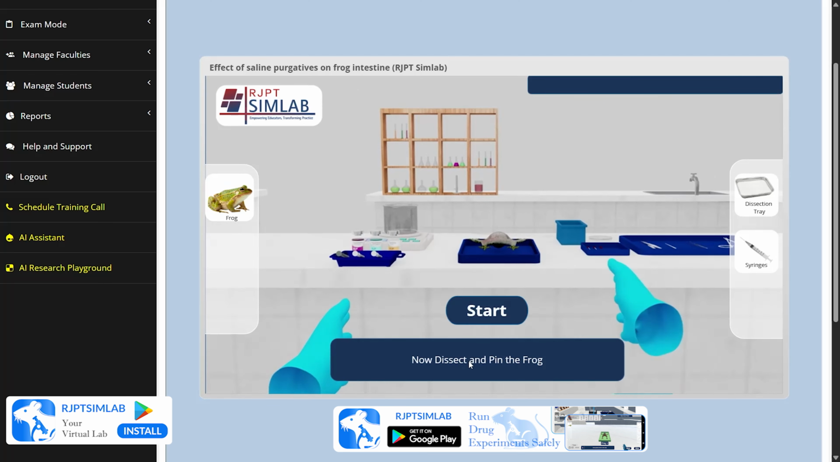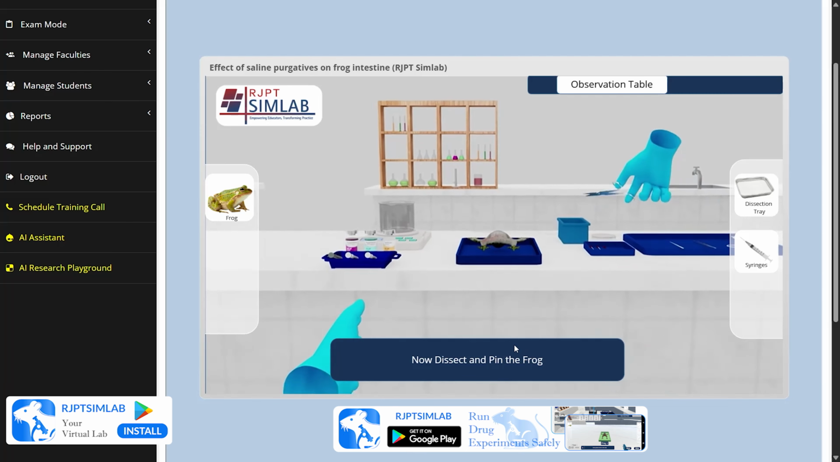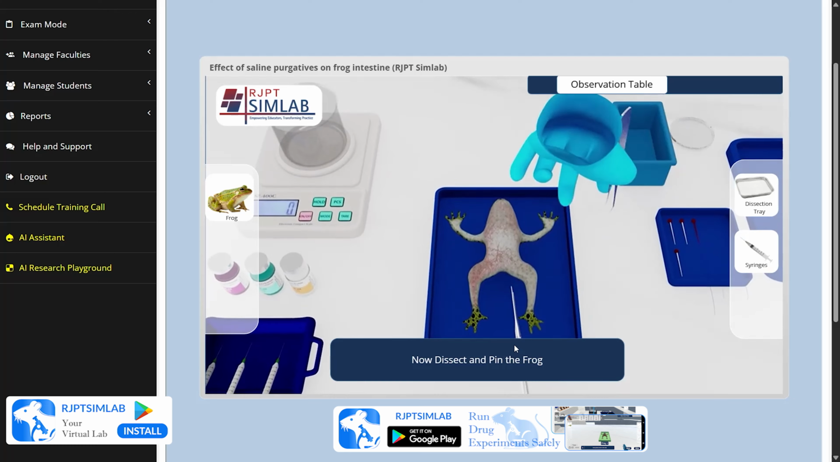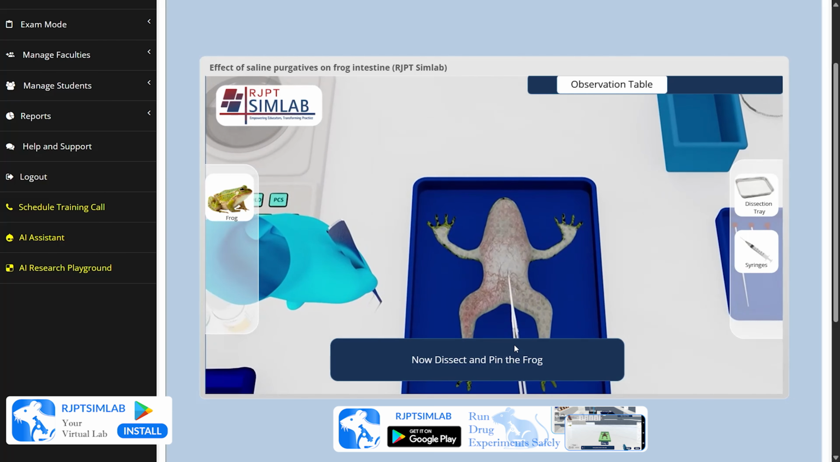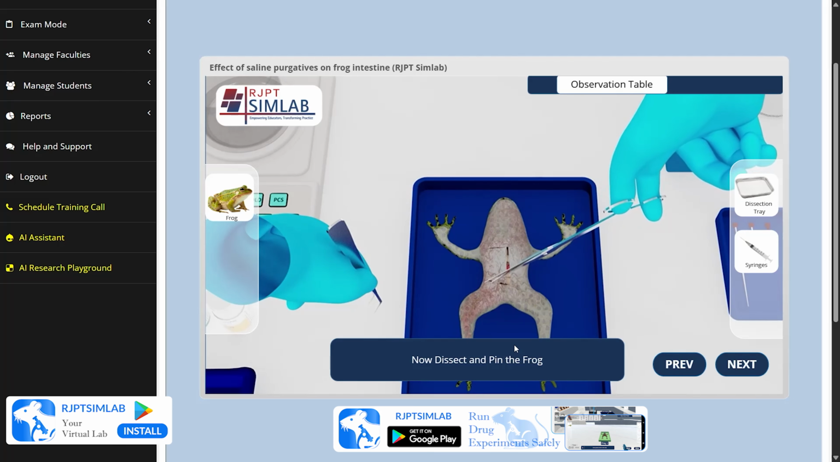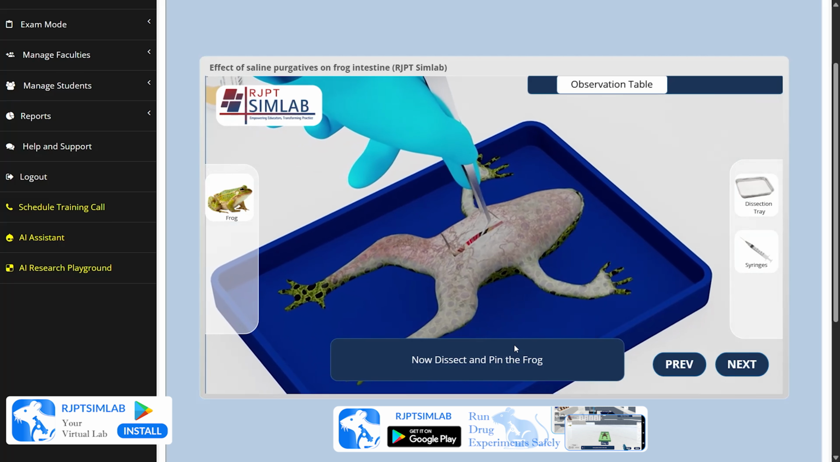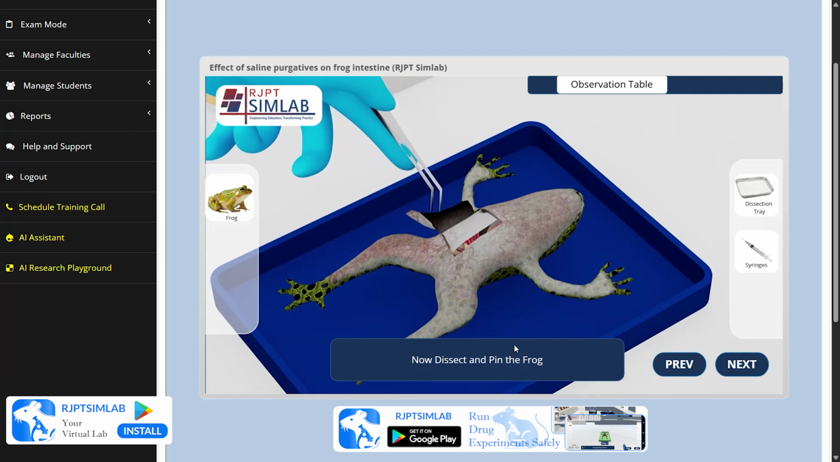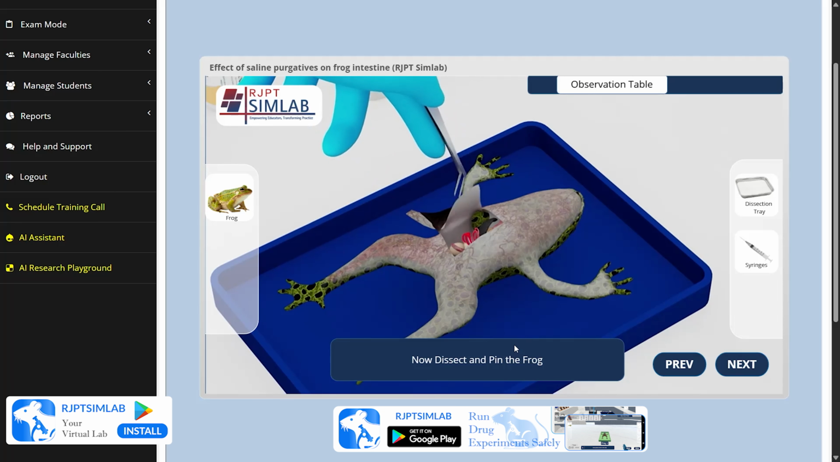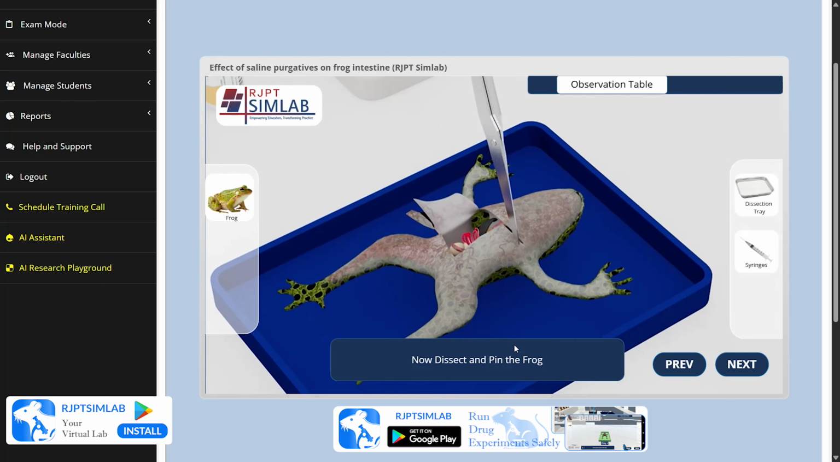Now, from the next step, we dissect and pin the frog. So with the help of scissors and forceps, we will cut open the abdominal portion of the frog so that the internal organs are easily visible. As we can see, with the help of the scissors, we are cutting the first layer of the skin of the frog, and we will elevate it with the help of forceps. On both the sides, we cut and open so that the internal organs are easily visible to us.